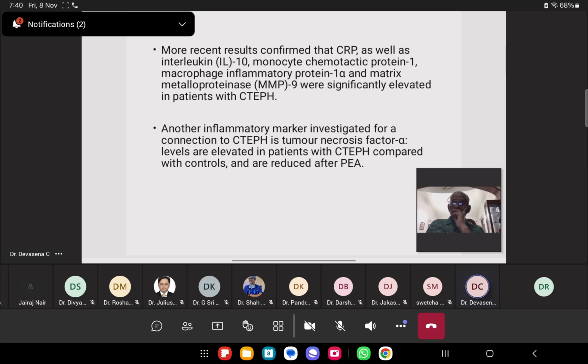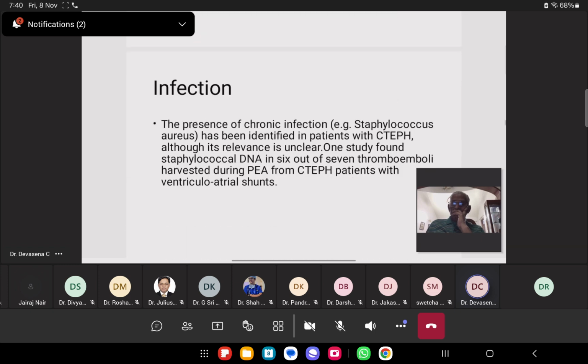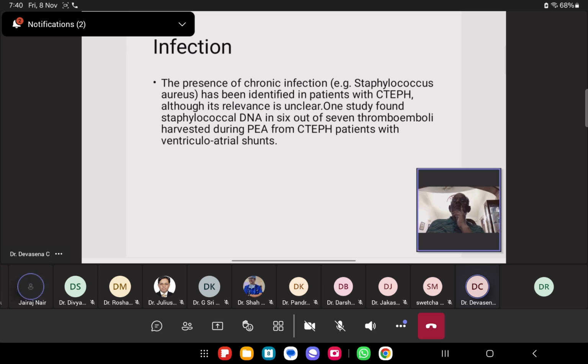Another inflammatory marker investigated for a connection to CTEPH is tumor necrosis factor alpha. Levels are elevated in patients with CTEPH compared with controls and are reduced after pulmonary endarterectomy. Infection: the presence of chronic infection, for example Staphylococcus aureus, has been identified in patients with CTEPH. Although its relevance is unclear, one study found staphylococcal DNA in 6 out of 7 thromboemboli harvested during pulmonary endarterectomy from CTEPH patients with ventriculoatrial shunts.